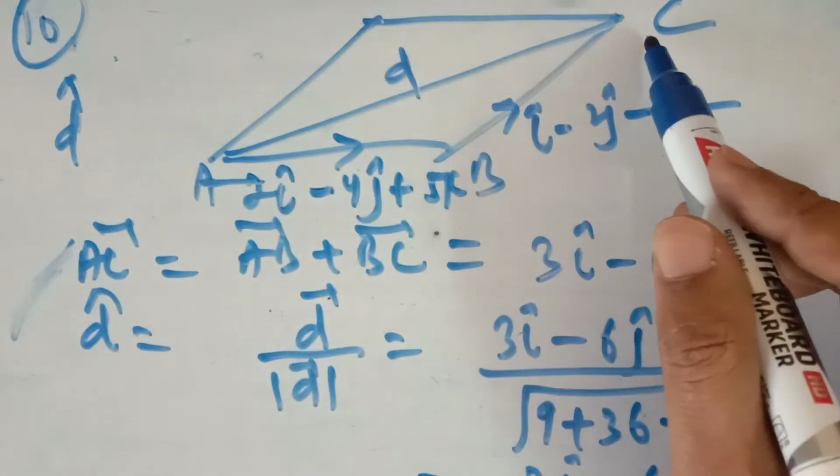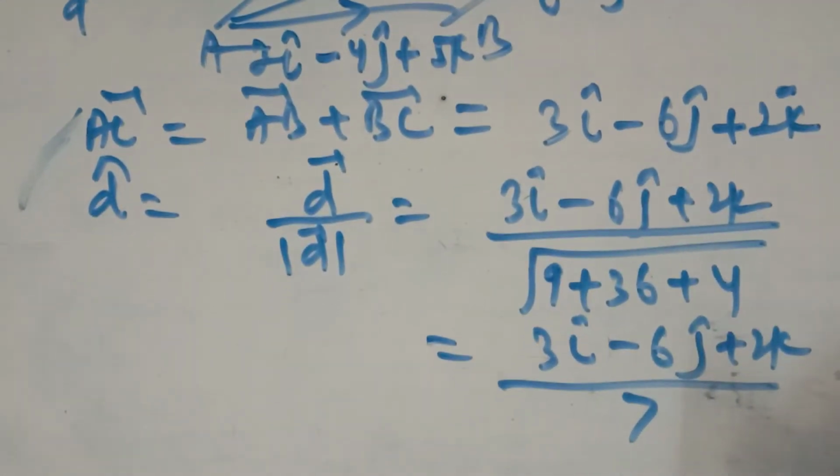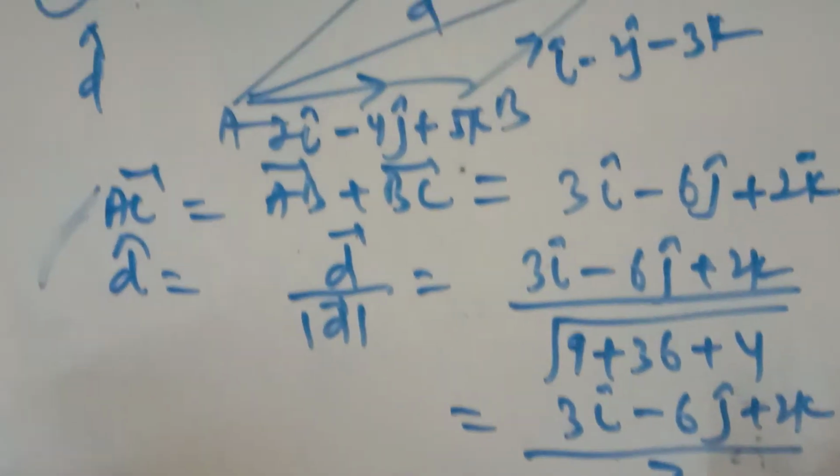This is the unit vector in the direction of the diagonal of the parallelogram whose adjacent sides are given. So I have labelled the diagonal vector AC as D, and you have to find the D cap. D is obtained by using the triangle law of addition of vectors. This is question number 10 of the miscellaneous exercise.